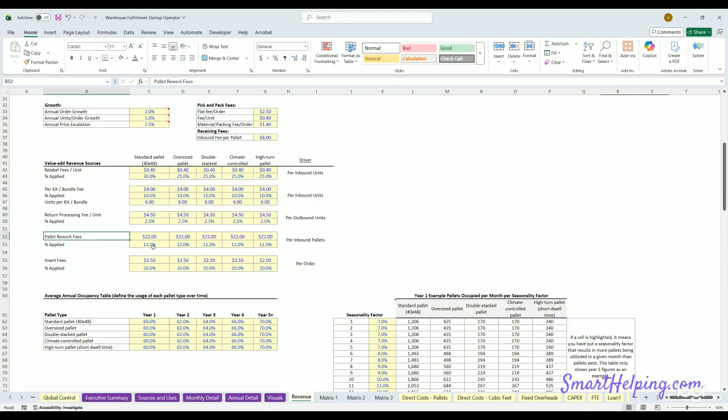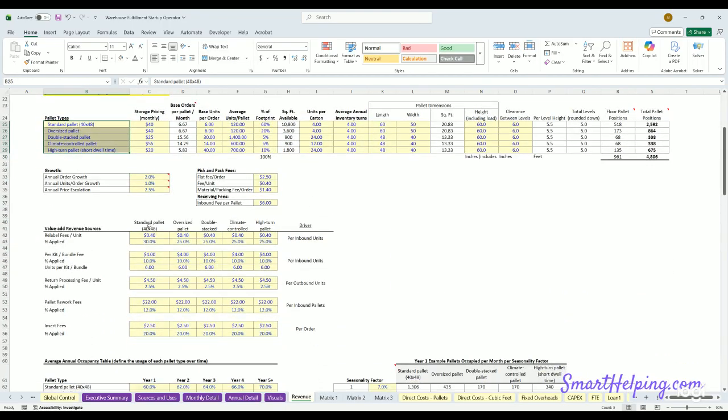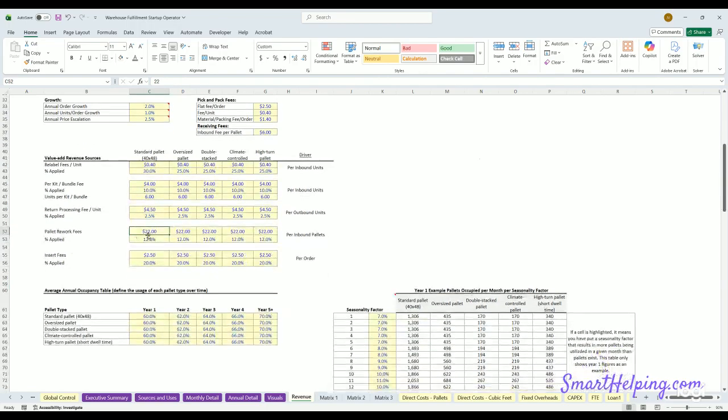Pallet rework fees are based on how many inbound pallets there are, and saying maybe you had to rework them, adjust them based on what you're getting from the customer, and there's a cost or a price you're charging for that per inbound pallet, and then only a certain percentage of pallets will have that. And again, these assumptions can be different for each of the 5 pallet types, which is why you see 5 different inputs here for each item. And then per order we also have insert fees, a percentage of inserts, and what you're charging for that per order.